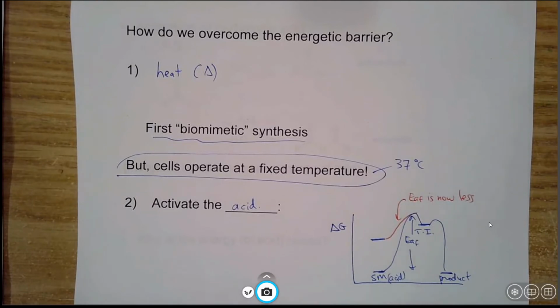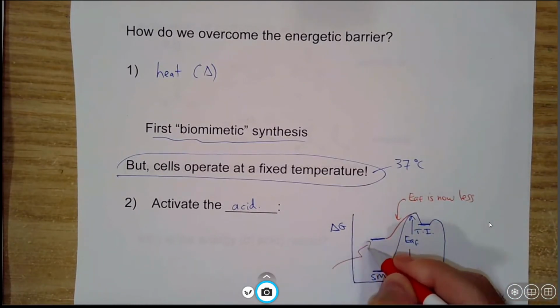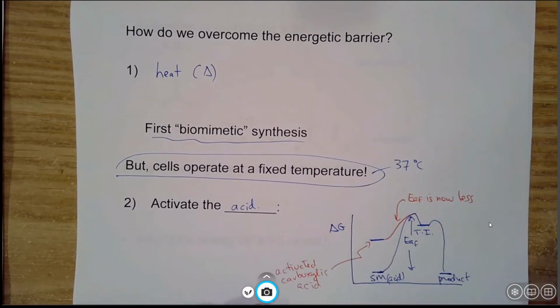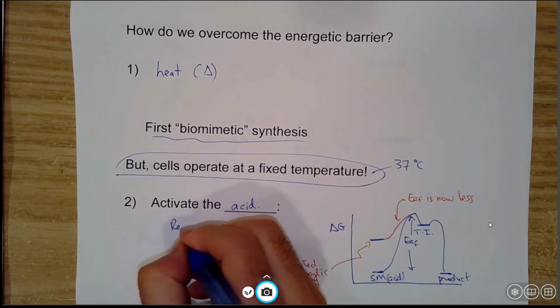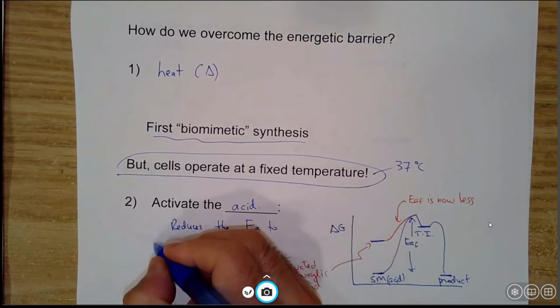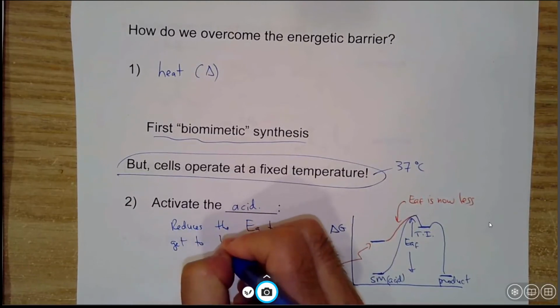So imagine if you're climbing a mountain, right? If you're starting right from the bottom, that's really quite difficult. But if someone gives you a boost halfway through and drops you off, well, all of a sudden that becomes much more manageable. So this is what we will call an activated carboxylic acid. Okay, so we can activate the acid, and this reduces the activation energy to get to the transition state.